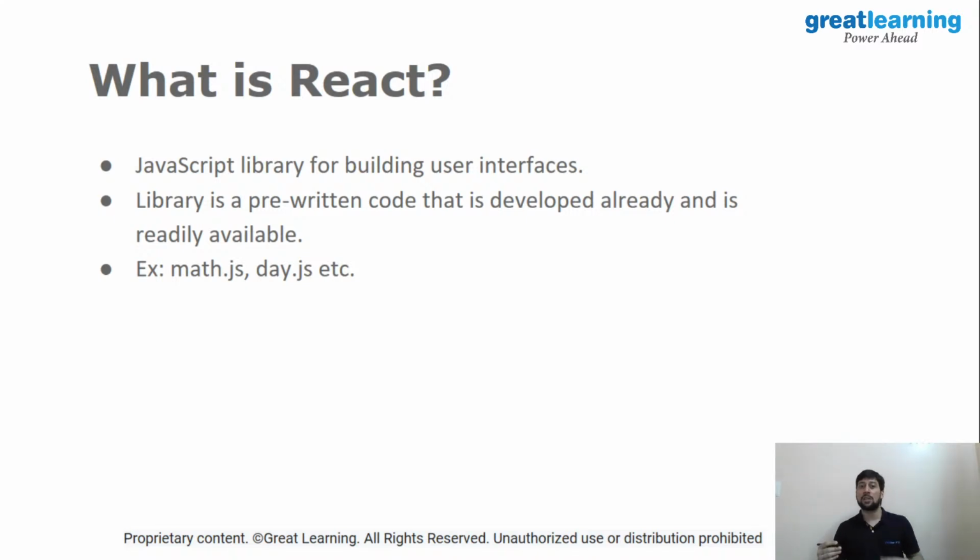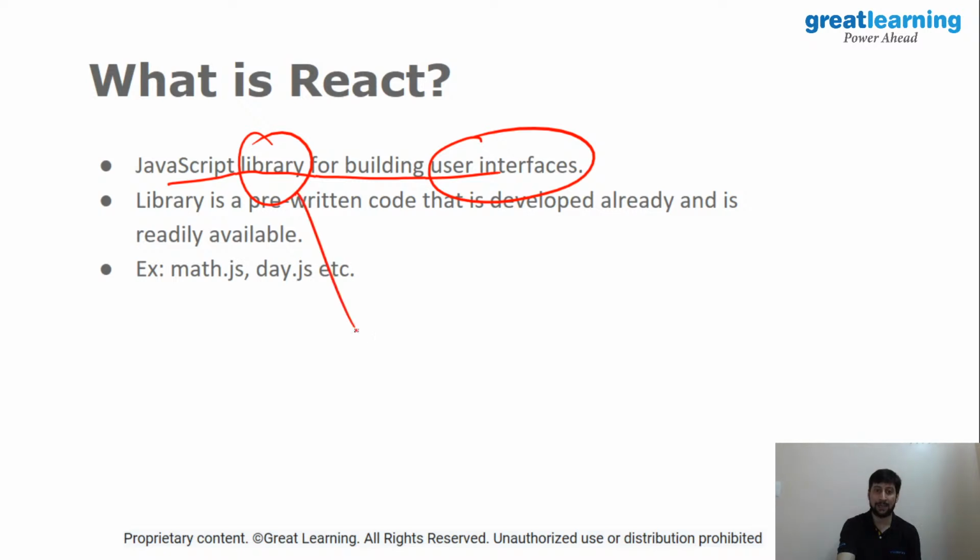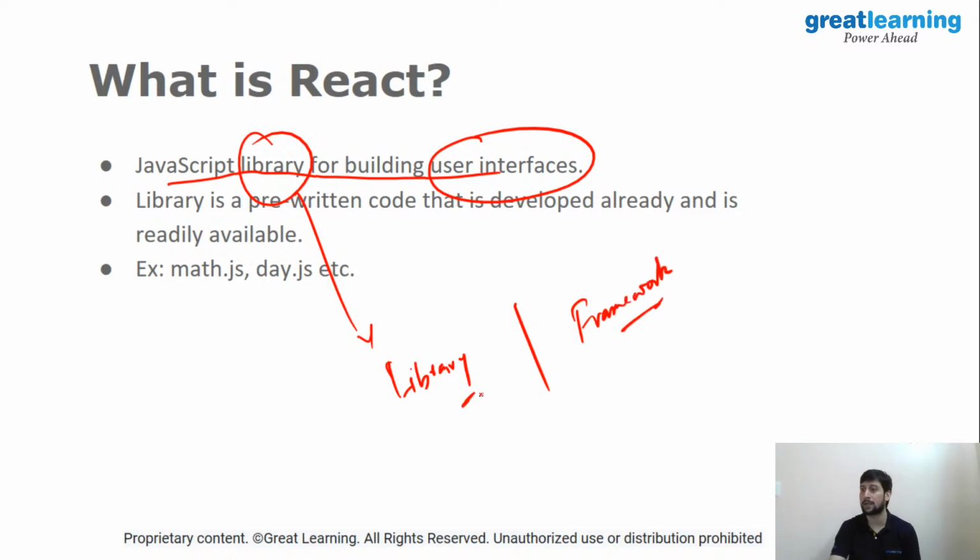Okay, so now React is nothing but a JavaScript library. Obviously this is a definition of it. If you see in this definition, you can see only two things: user interfaces and library. So what is a library and a framework? Can anyone tell me what is the difference between a library and a framework? Quickly guys, in the chat.